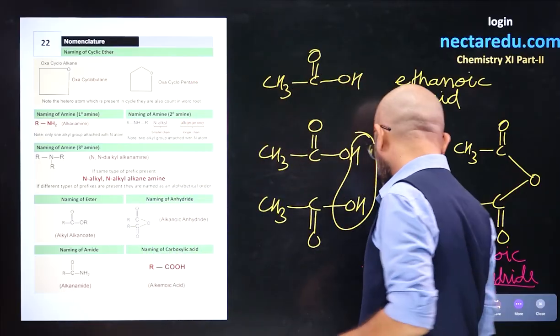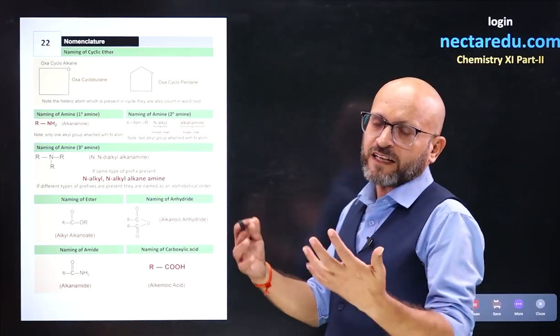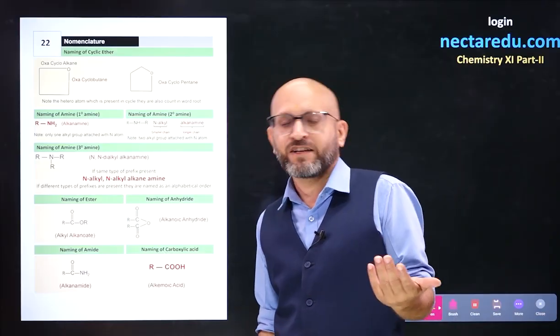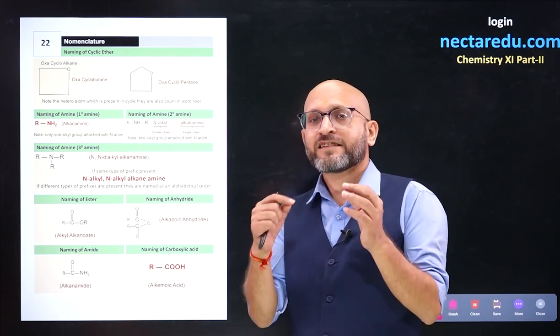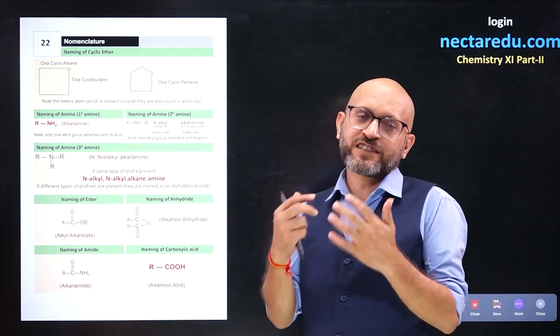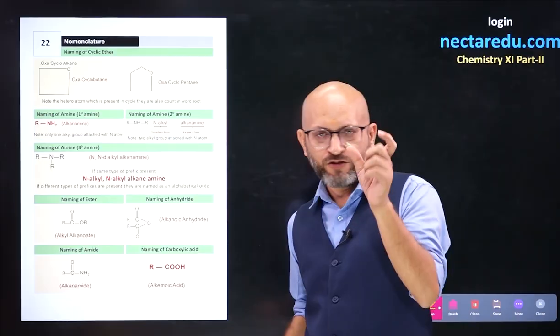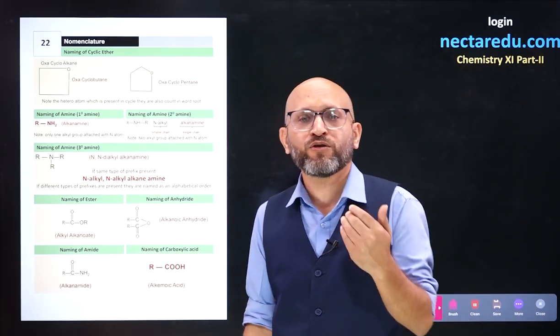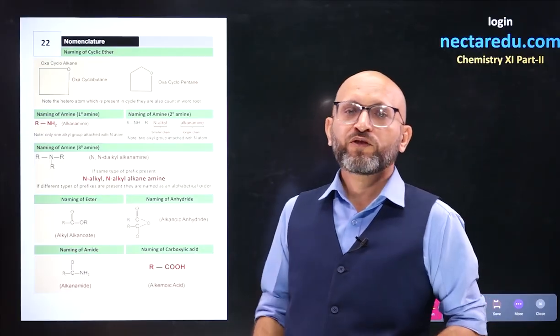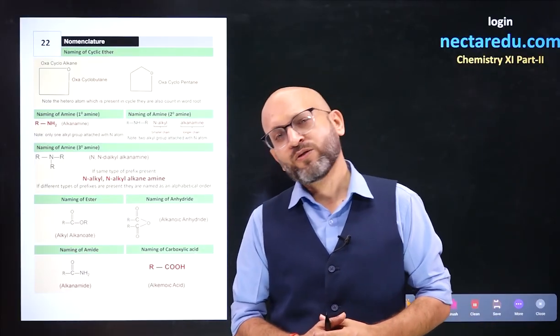Alright. And similarly, you have amide, and the suffix for amide is amide as well. So, that is not very difficult. And you have carboxylic acid, and the suffix is oic acid. If you have a 2 carbon carboxylic acid, you will say ethanoic acid. 3 carbon carboxylic acid, propanoic acid. 4 carbon carboxylic acid, butanoic acid. So, that is how naming is.